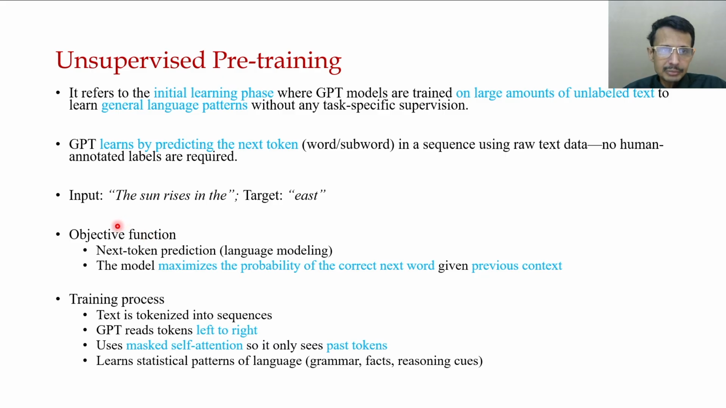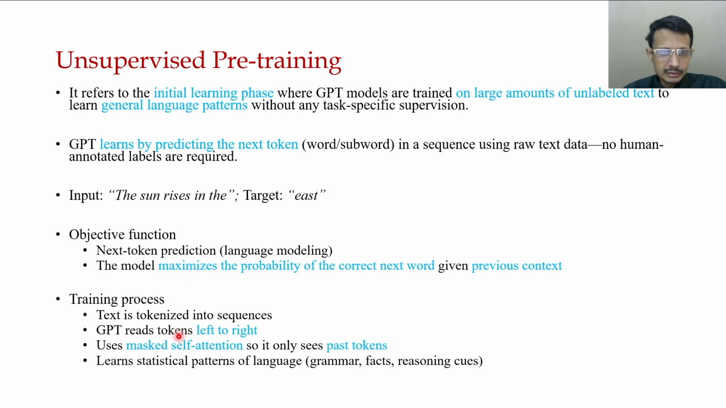So we can say the objective function of the GPT is the next token prediction, that is language modeling. This model essentially maximizes the probability of the correct next word given the previous context. So this is the previous context, and we try to maximize the likelihood of the next token to be predicted. That is the basic objective function.